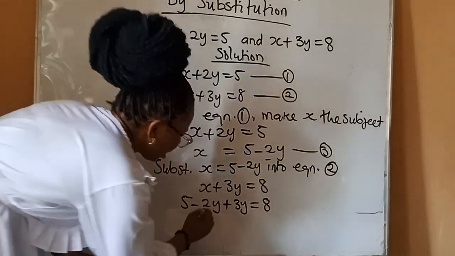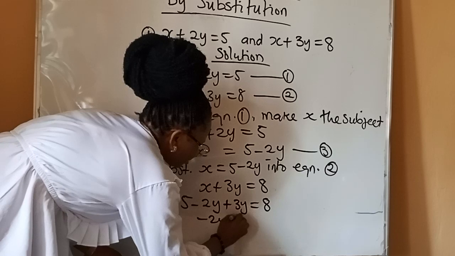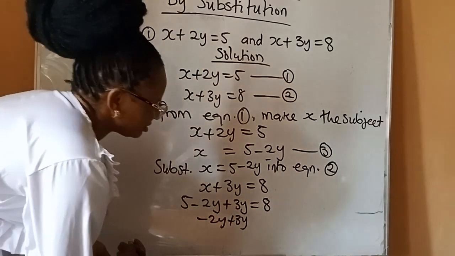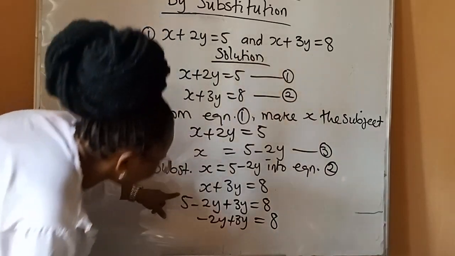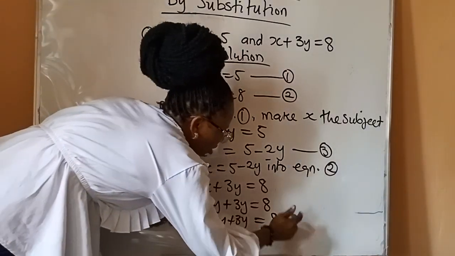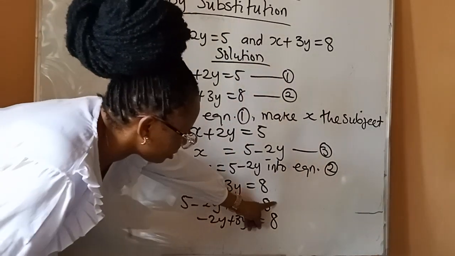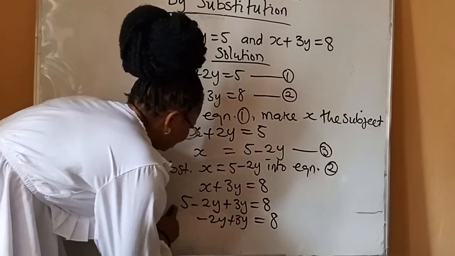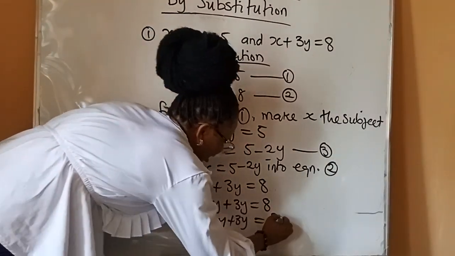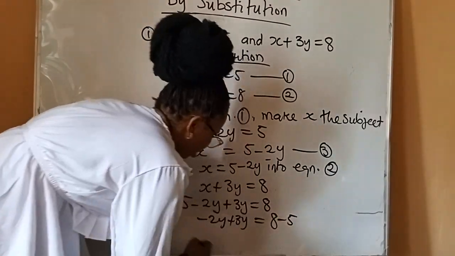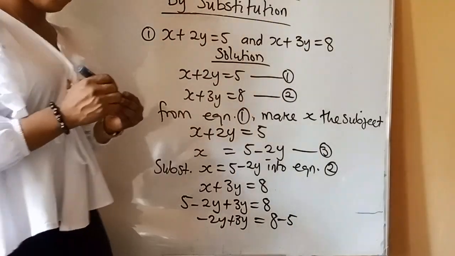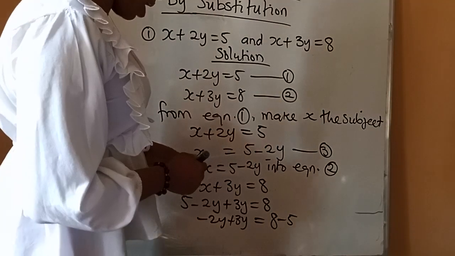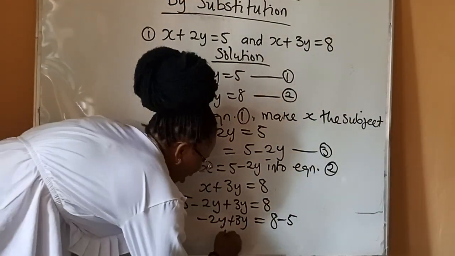At this point, I've seen minus 2y plus 3y on the left hand side of the equation, and then I have 8. This positive 5 has to go and meet another number, that's 8 here. And since it's positive, crossing the equality sign, it becomes minus 5. Okay, minus 2y plus 3y.